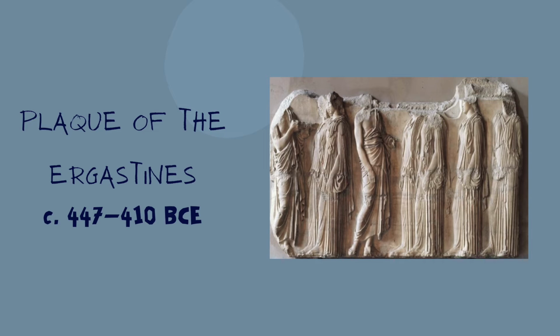The name Ergastines refers to the group of aristocratic women that are shown. They are walking in part of a procession for the festival that Athens threw every 4 years to celebrate the patron goddess's birthday. The women are approaching a male attendant who presents them with the peplos, or the garment that would have dressed the statue of Athena for her birthday.